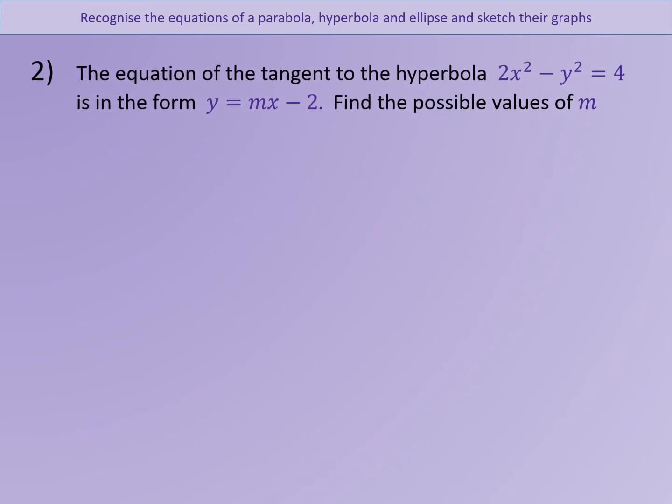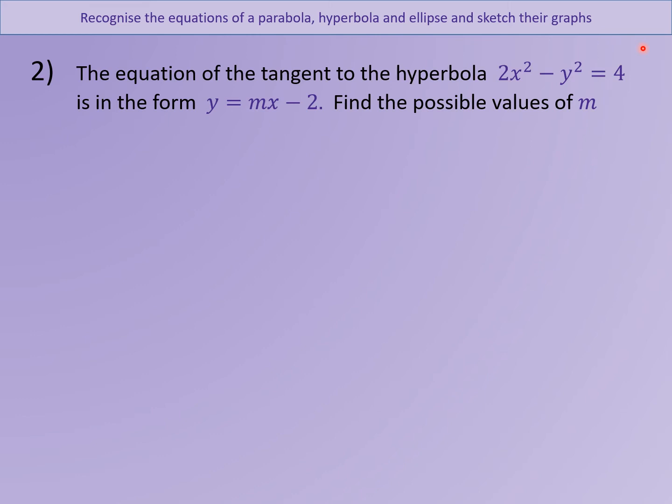So for question 2, we're going to find the tangent to this hyperbola. We are told that the tangent is in the form y equals mx minus 2 and are asked to find the values of m. So initially you may see the word tangent and think that differentiation will be the way to go here. The reason this isn't appropriate in this case is that differentiating this equation will be quite difficult, as it's not a function y expressed in terms of x.